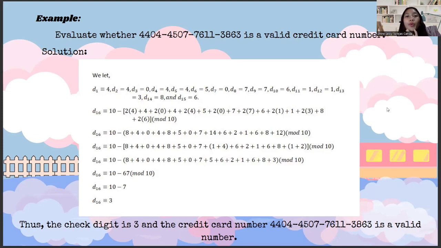So we are going to add everything now, since there is no need to simplify further. So d sub 16 is congruent to 10 minus 67 modulo 10. So 67 divided by 10, the remainder is 7, and we will subtract 10 minus 7, which is 3. So the check digit is 3 and the credit card number is valid.